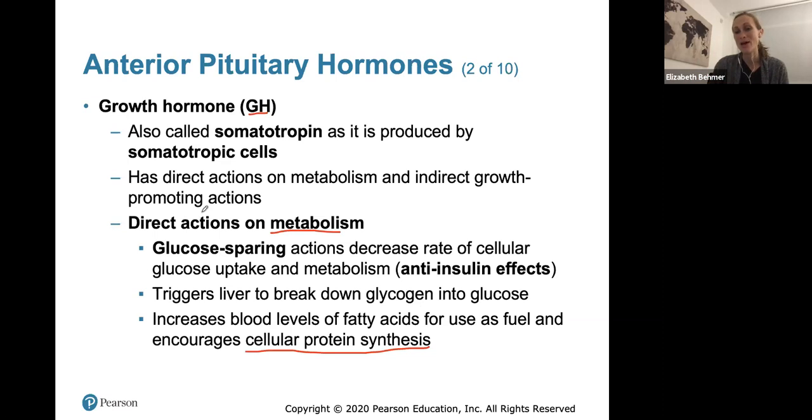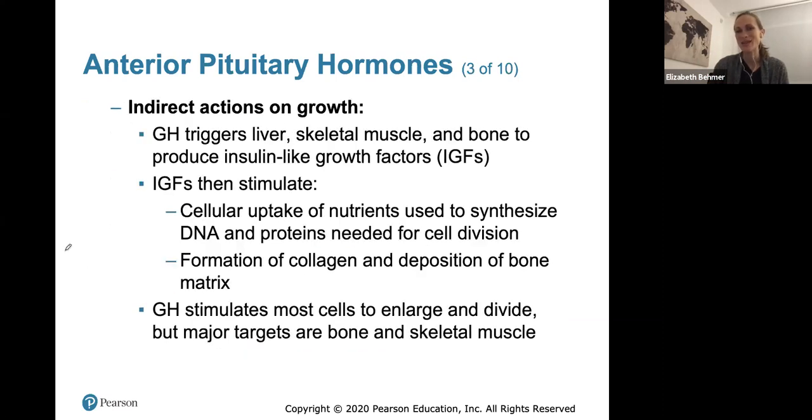So it's doing that by encouraging cellular protein synthesis, but then by doing that, the indirect action is that it'll trigger the liver, skeletal muscle, and bone to produce what we call insulin-like growth factors, which will stimulate cellular uptake of nutrients used to synthesize DNA and proteins for cell division, for cell growth, for growth of the body, helping to form more collagen and deposition of bone matrix. It stimulates most of your cells to enlarge and divide, but the major targets are the bone and skeletal muscle.